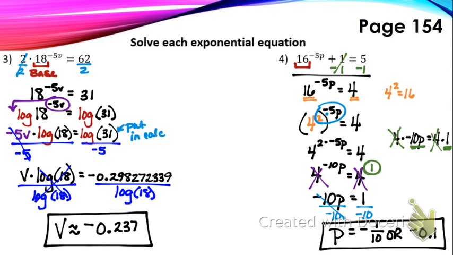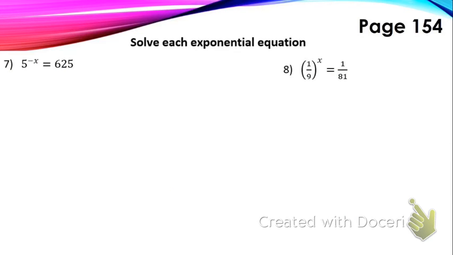I'm going to number 7. I'm skipping number 5, and I'm going down to number 7. What's my base? 5. And then over here I have 625. Does anybody know 5 to what power gives me 625? Try some things on your calculator if you don't know. 5 to the 4th power? Yeah, equals 625. So I'm going to write this 625 as 5 to the 4th power.